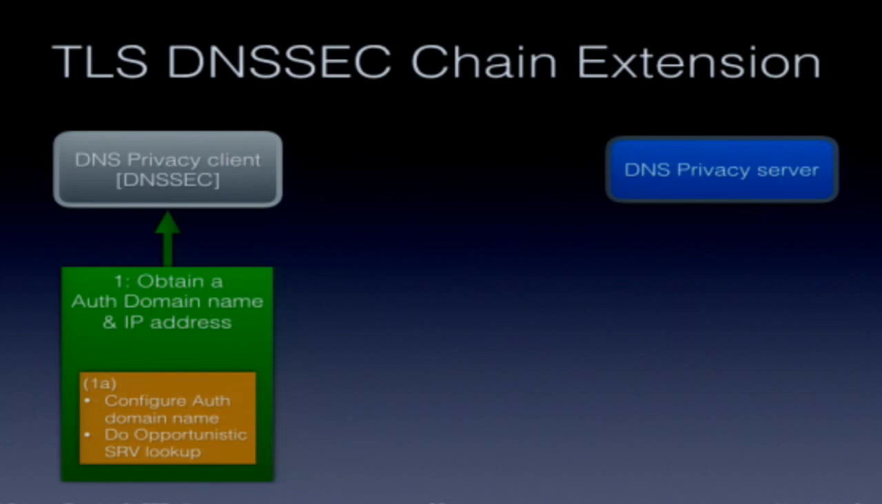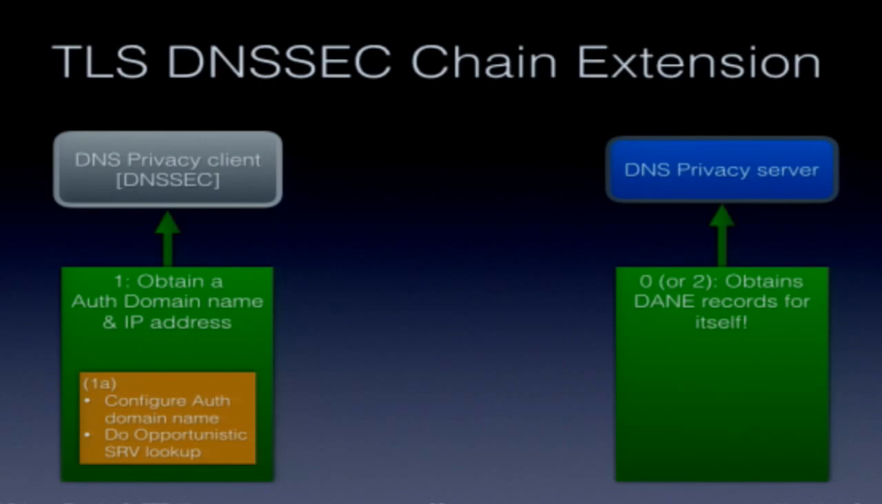The alternative mechanism is one using something called the TLS DNSSEC chain extension, and this is a draft which is currently going through the TLS working group. What this does is it starts from exactly the same point, but it shifts the responsibility for getting those DANE records onto the DNS privacy server, because after all, it's a DNS server. It should know how to get them. And it can prefetch them, and it can cache them, or it can get them on demand.